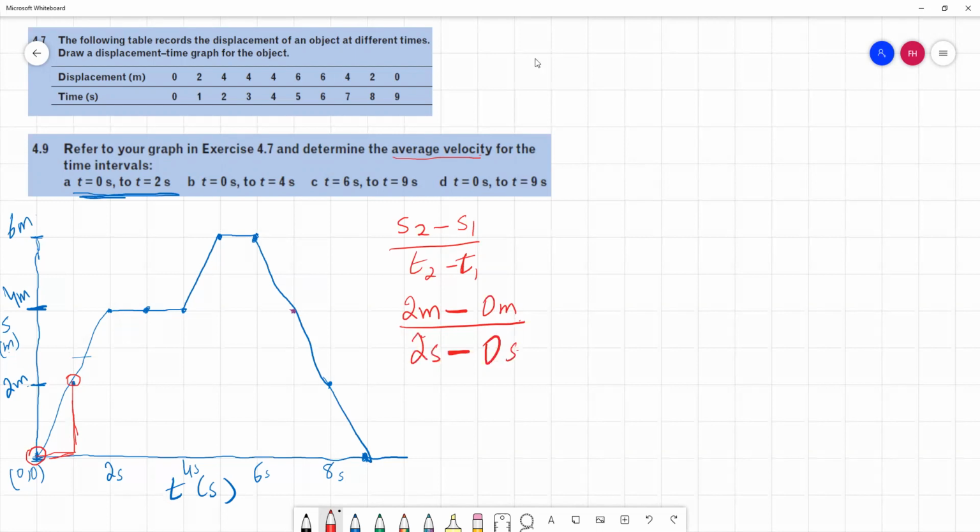1 cutting 1 meter divided by 2 meter per second is equal to 1 meter per second. This is your answer. This is the average velocity for the first part. Is that clear to everyone?